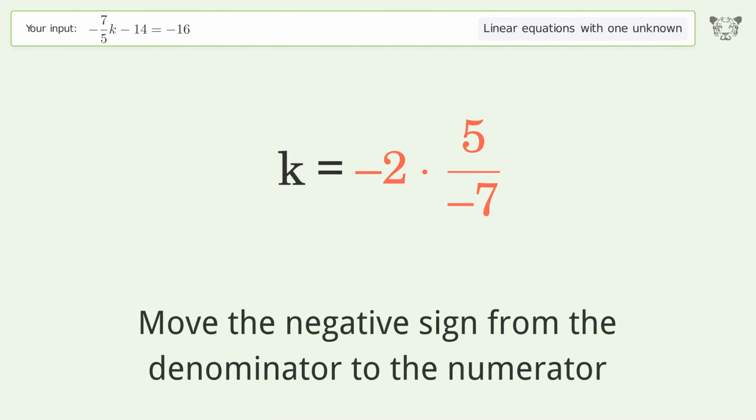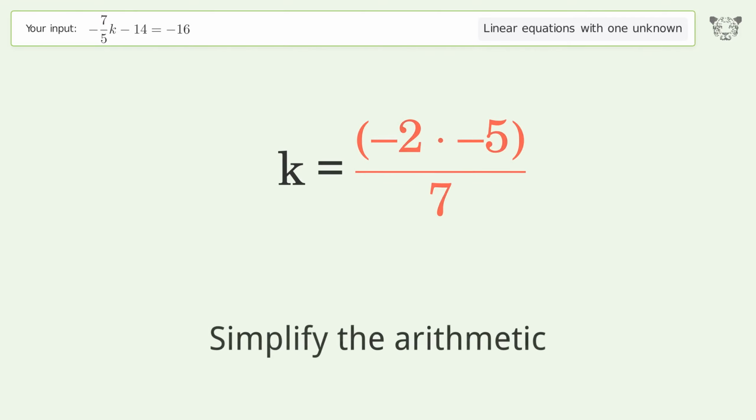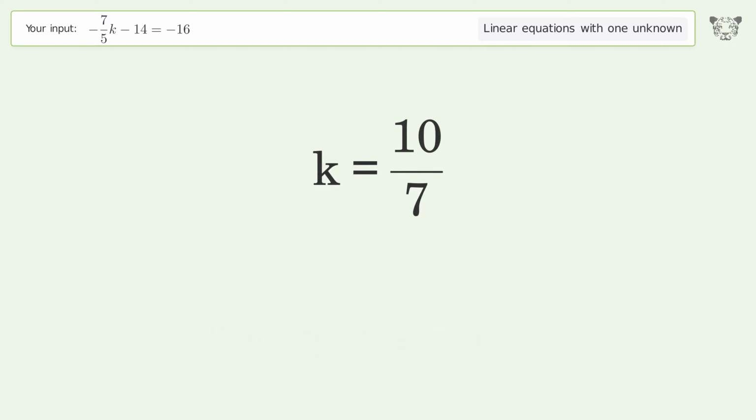Move the negative sign from the denominator to the numerator. Multiply the fractions. Simplify the arithmetic. And so the final result is k equals 10 over 7.